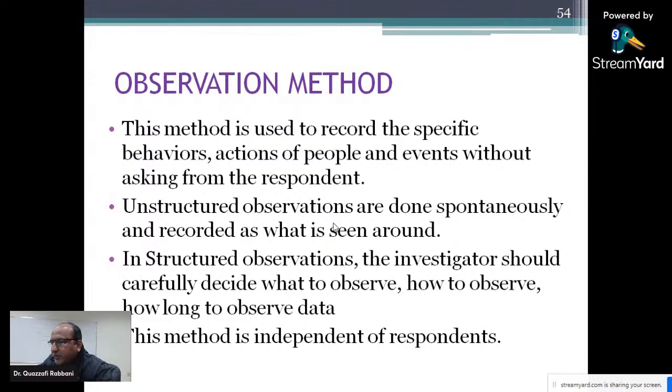This method is used to record the specific behavior and actions of people and events without asking the respondent. Unstructured observations are done spontaneously and recorded as what is seen around. So you just observe and write down the information. This procedure is observation data.